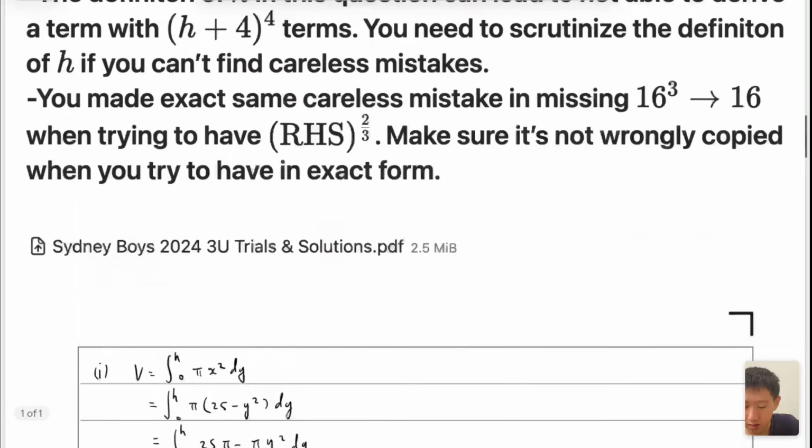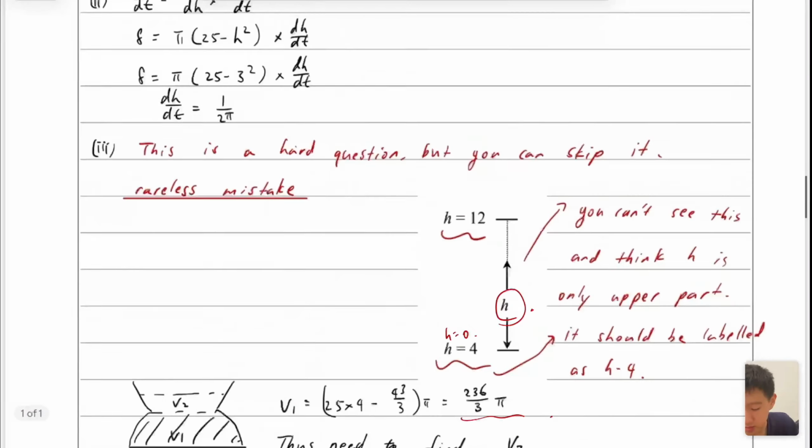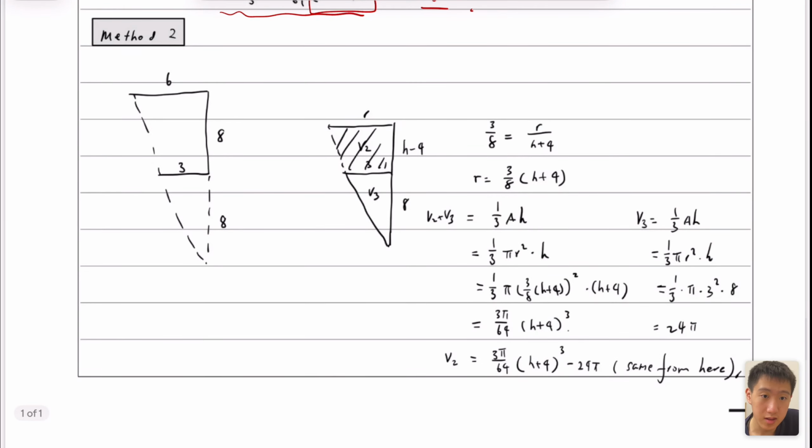Now, the last question, after the cup is filled. Actually, we have another method for this question, which is using the volume of a cone.